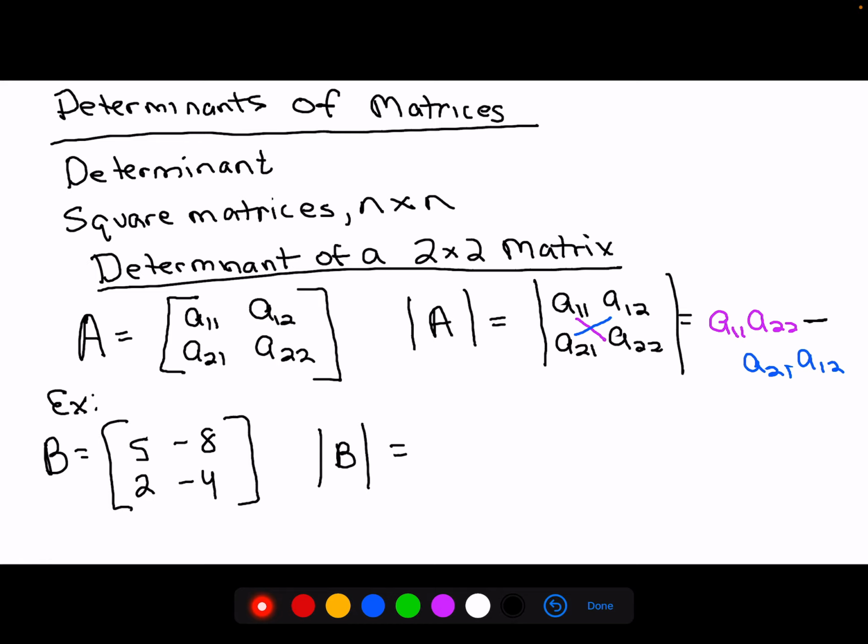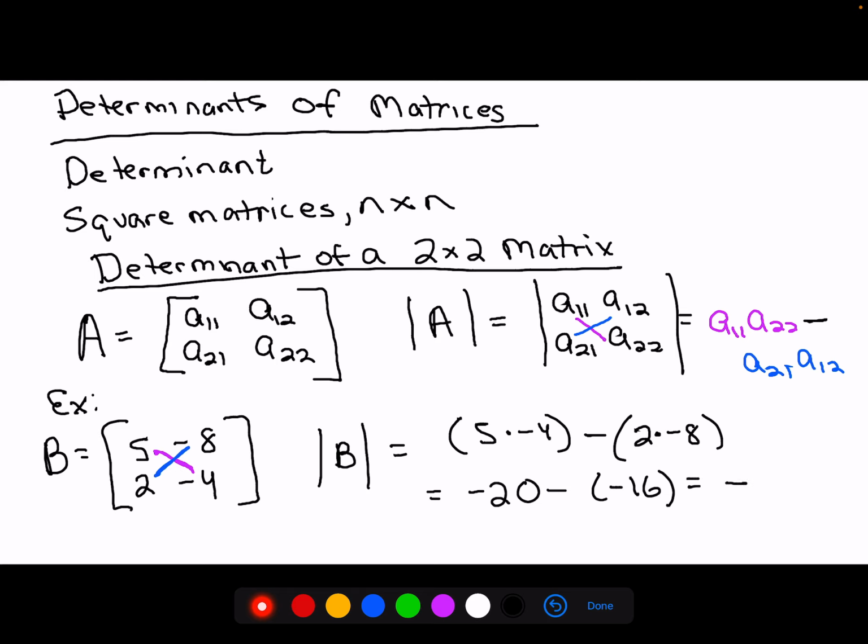So we're going to take 5 and -4 and multiply those together. So we want to take this diagonal, and then we're going to subtract when we take the other diagonal and multiply those together, the 2 and the -8. So we end up with -20 minus -16, and that gives you -4. So -4 is considered to be the determinant of matrix B there.